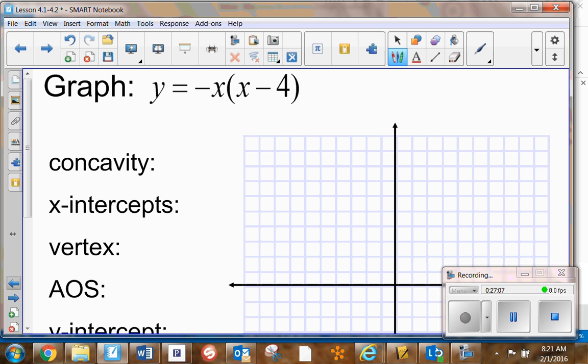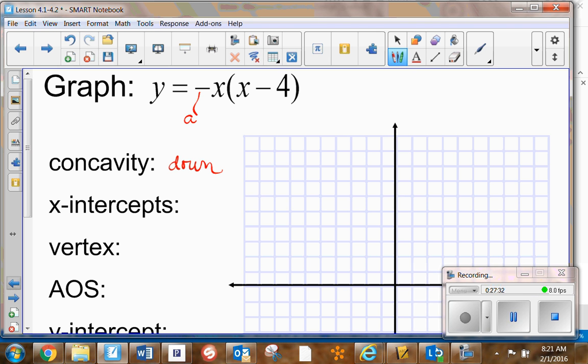All right, concavity. My a is what? Negative. It is negative. Oh, yeah, I don't have b's and c's in this problem. So my concavity is down, of course. Now, where are my x-intercepts going to be?